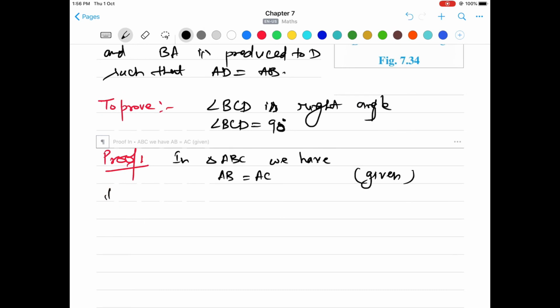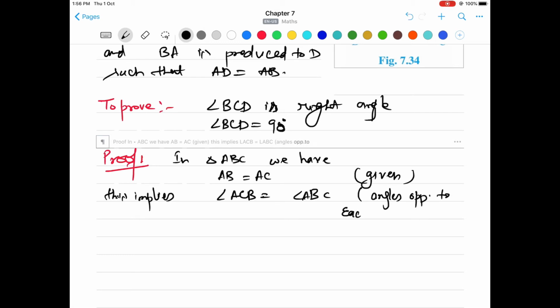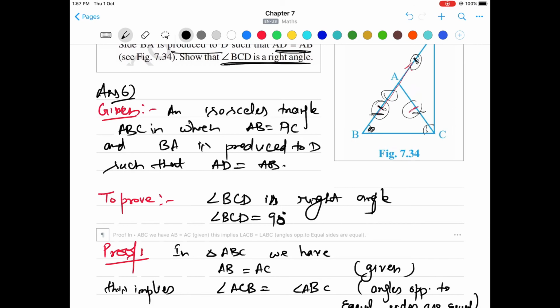So this implies angle ACB is equal to angle ABC. Okay, this is by the property that angles opposite to the equal sides are equal. So we'll write the reason here: angles opposite to equal sides are equal. Okay, so the reason for this one is angles opposite to the equal sides are equal. That means angles ABC and ACB are equal.